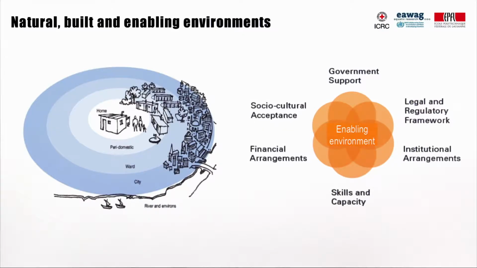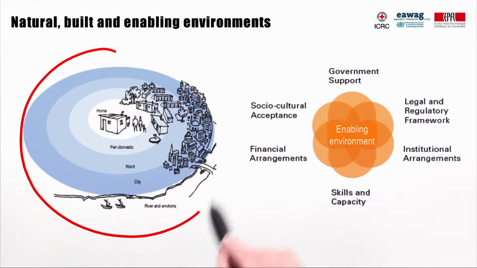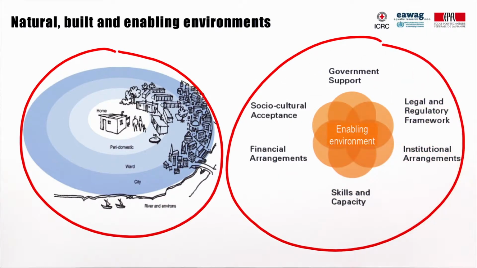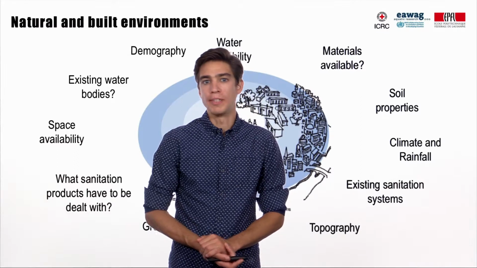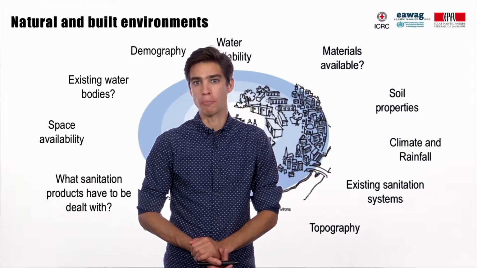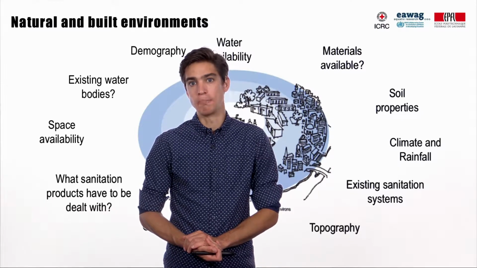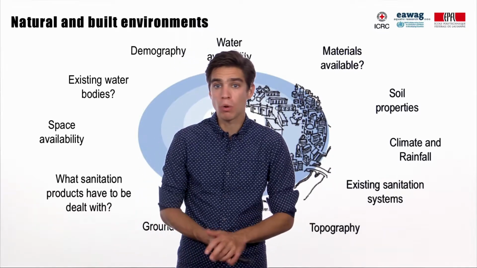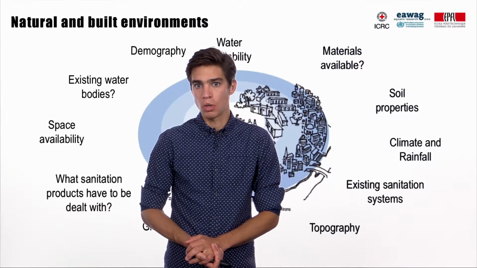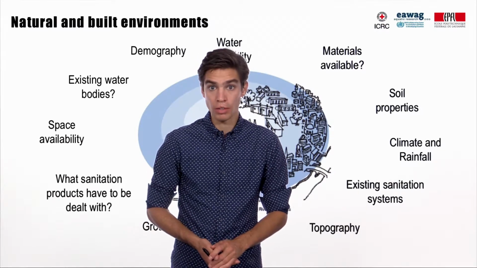When looking at a specific context, there is a variety of attributes we need to consider. On one hand, we have the physical environment consisting of the natural and the built environment. On the other hand, we have the enabling environment consisting of everything we cannot physically touch, like laws, skills, culture, etc. A lot of different questions will determine which sanitation solution is the most appropriate. Here are some of the questions you will need to answer during an assessment of the natural and built environment. What are existing water bodies that can be used as a source of water or as a receiving water body for treated or untreated wastewater?